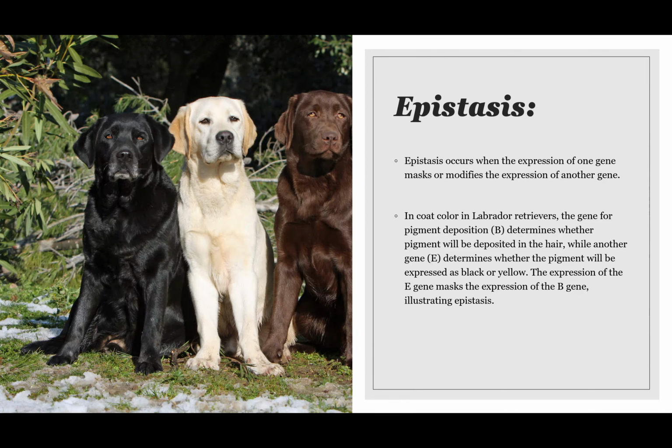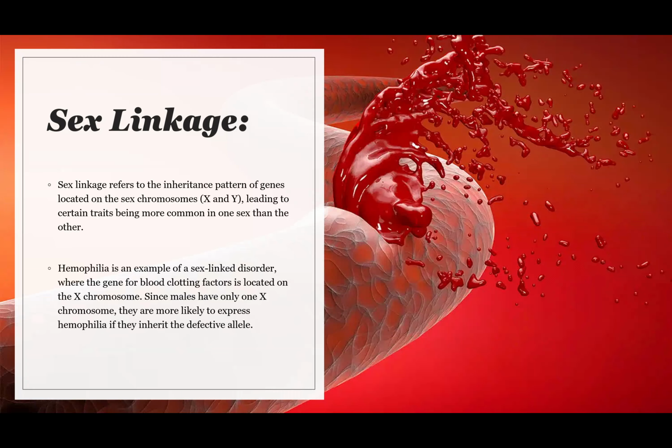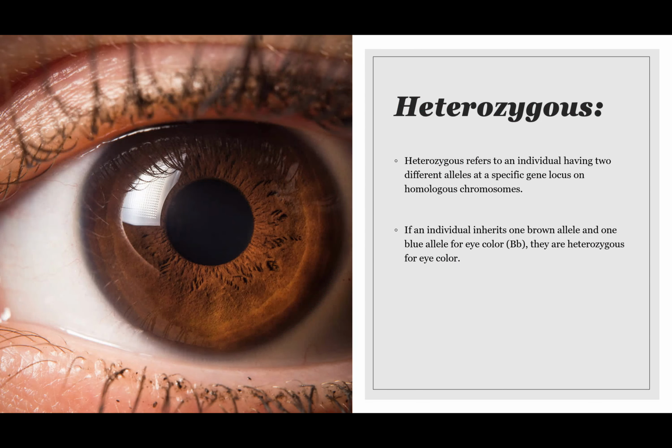Same thing for albinism, right? In albinism, we have a gene that tells us how much melanin will be produced, but there's another gene that will tell us whether or not melanin will be produced at all. So that is epistasis, right? Okay, so those are all the genetic terminology that we shall be using for the rest of the topic.